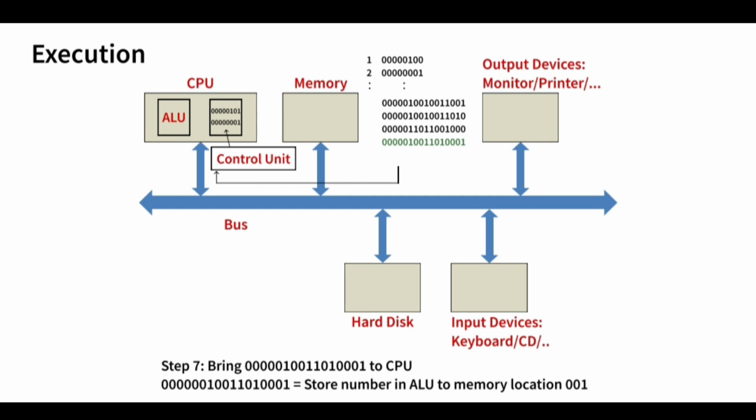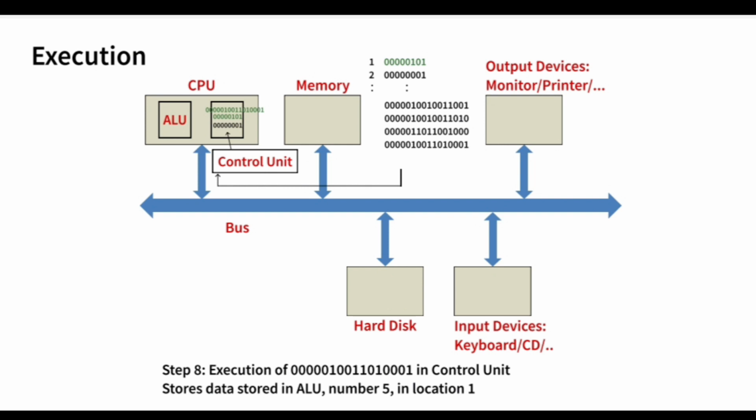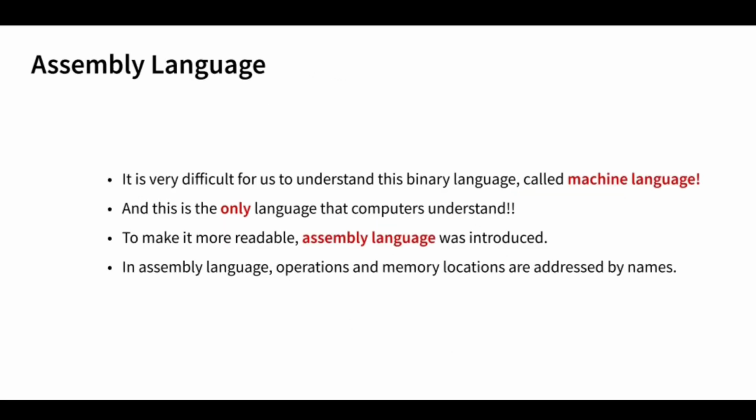Execution of 001 takes place in the control unit and it stores the data in the ALU as 5, because 4 plus 1 is 5, and it is said that it should be stored in location 1. So the output will be stored in location 1. Now let us get into the assembly language.